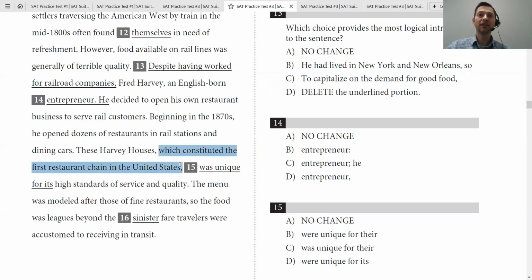Also notice right here is the parenthetical phrase like we talked about. So "which constituted the first restaurant chain in the United States" is between two commas. You could remove it without affecting the overall meaning of the sentence. So in that case, if you read it with it removed, it would make even more sense to you. These Harvey houses, you don't say these Harvey houses was unique, you would say these Harvey houses were unique.